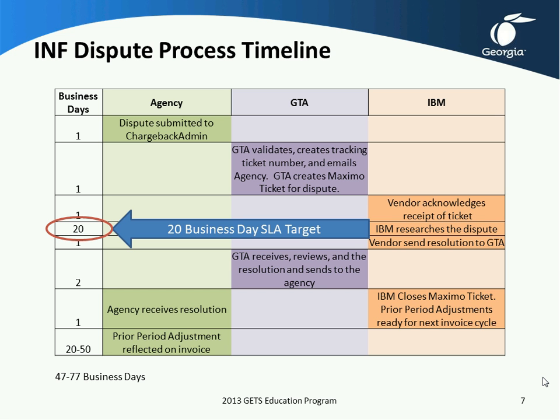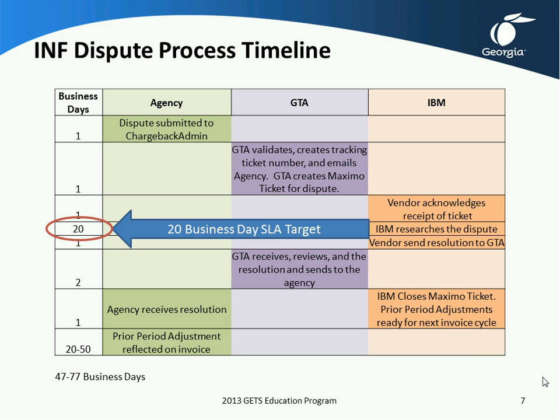So GTA receives, reviews, and the resolution gets sent to the agency. The agency receives the resolution. IBM closes the ticket. And prior period adjustments, credits, if they're applicable, would not show up until anywhere from 20 to 50 business days later. It depends on when the dispute came in and when the resolution was provided.